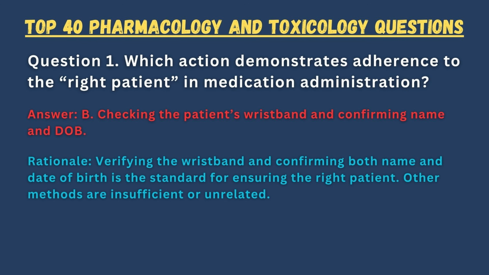Answer. B. Checking the patient's wristband and confirming name and date of birth. Rationale. Verifying the wristband and confirming both name and date of birth is the standard for ensuring the right patient. Other methods are insufficient or unrelated.